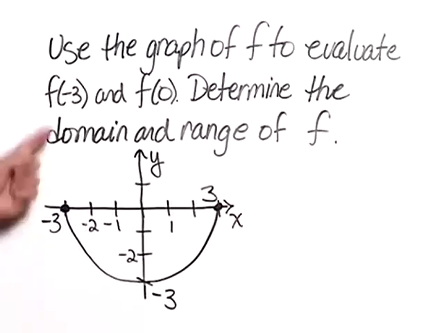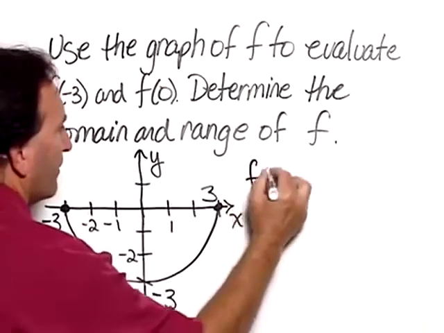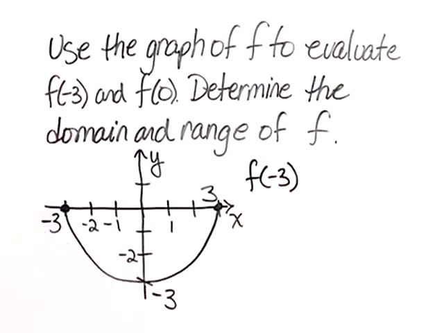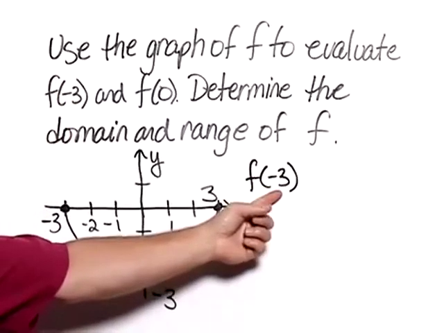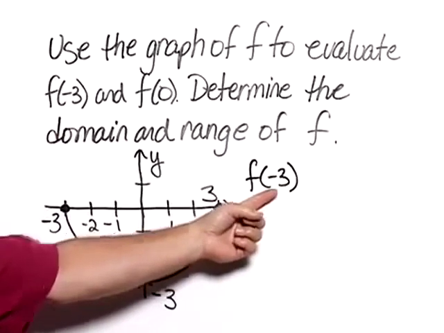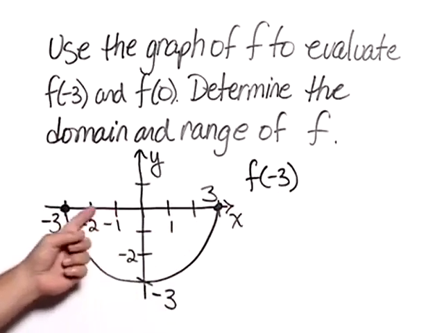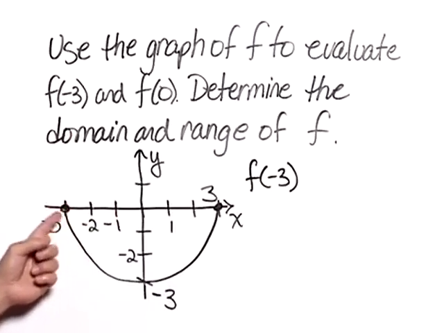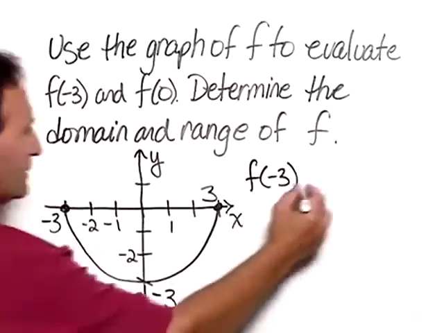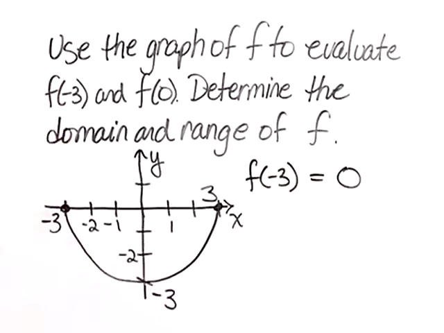Now, let's go back and evaluate f of -3. f of -3 means we want to find the value of the function when x is -3. Well, here's x equaling -3. The value of the function is 0. So f of -3 is 0.